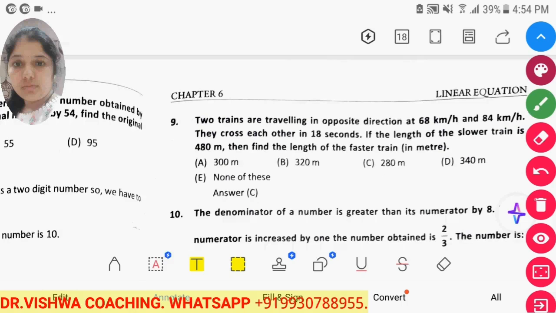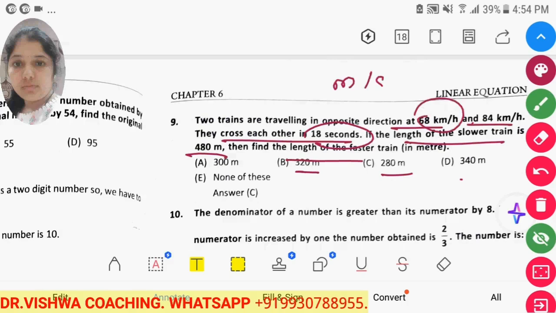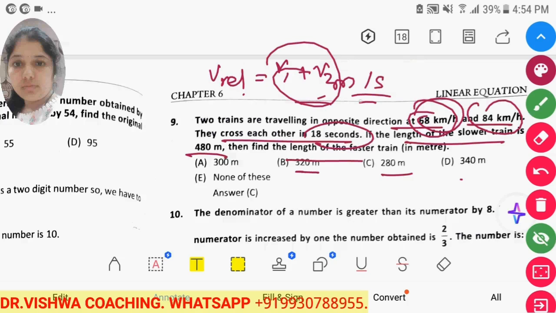Now here also two trains are traveling in opposite directions and their speeds are given. They cross each other in 18 seconds. The length of the slower train is 480 meters. The length of the faster train we have to calculate. The answer is given in meters, so you have to first convert this kilometer per hour into meter per second. And after that we have to calculate the relative speed, meaning V1 plus V2, the addition of both speeds in meter per second, is the relative speed.